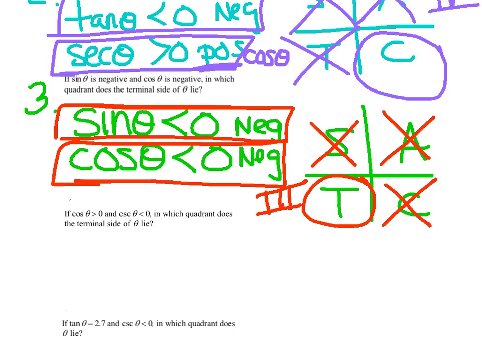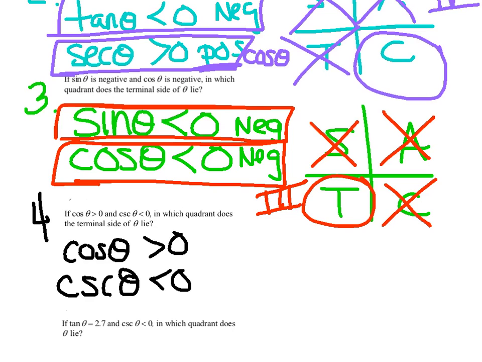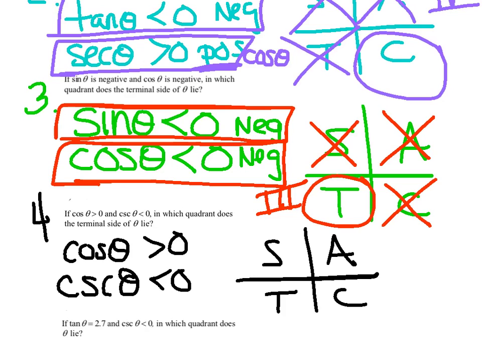All right, let's try another one. Number 4. Cosine theta is greater than 0. Cosecant theta is less than 0. Okay, so again, all students tip cows. Read them to yourself, pause it, try it on your own, and see if we get the same thing.